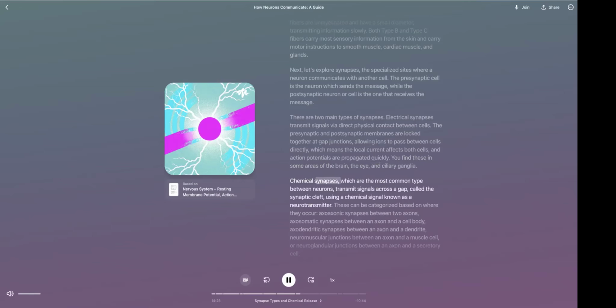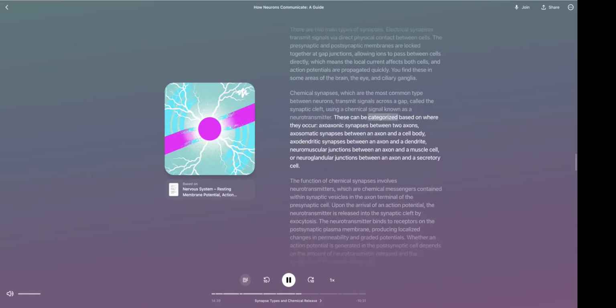Chemical synapses, which are the most common type between neurons, transmit signals across a gap, called the synaptic cleft, using a chemical signal known as a neurotransmitter. These can be categorized based on where they occur: axoaxonic synapses between two axons, axosomatic synapses between an axon and a cell body, axodendritic synapses between an axon and a dendrite, neuromuscular junctions between an axon and a muscle cell, or neuroglandular junctions between an axon and a secretory cell.